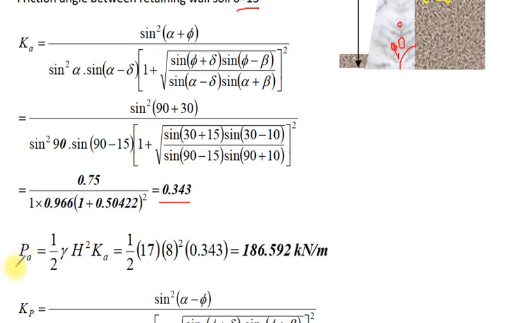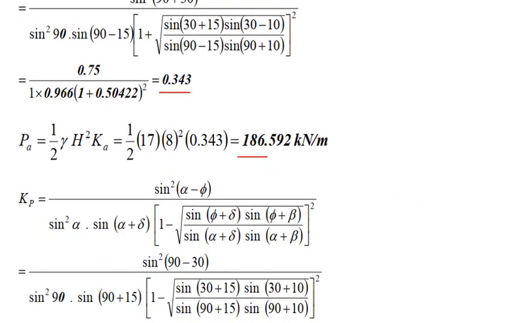To compute the active force, the resultant of the active lateral earth pressure, use the following equation: 1/2 gamma h squared K active. Gamma, the unit weight of the backfill, is equal to 17, and h, the height of the retaining wall, is equal to 8 meters. Squared and multiplied by K active, this gives 186 kilonewton per meter.